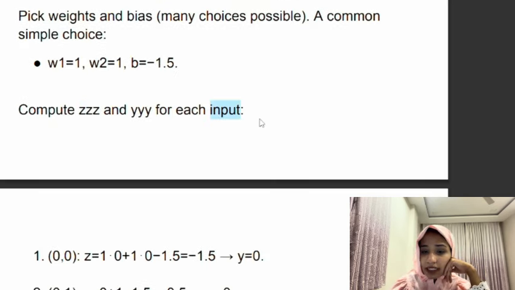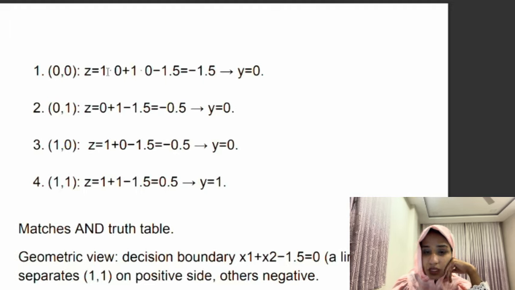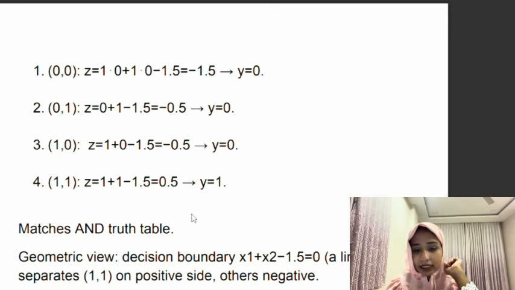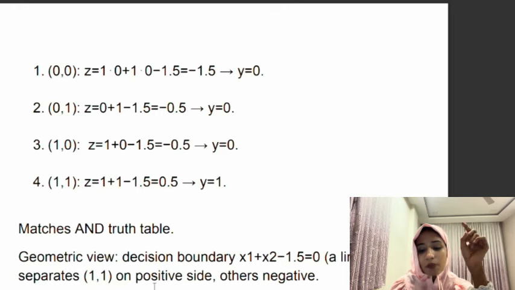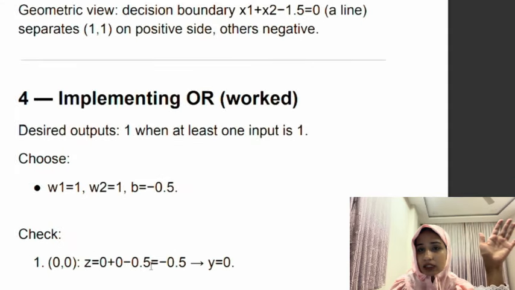Now we'll compute Z and Y for each input. So Z equal to 1, Y equal to 0. Then we'll compute Z equal to 0 plus 1, Y equal to this. So we'll be computing the value of Z and Y for each entry. It matches the AND truth table. Geometric view: the decision boundary separates 1, 1 on the positive side, others on the negative.